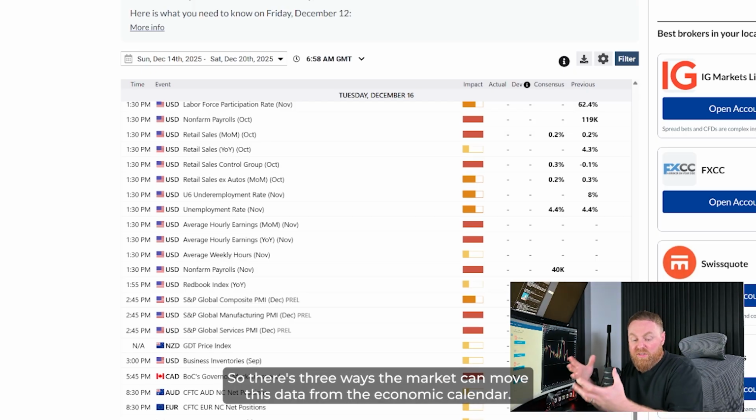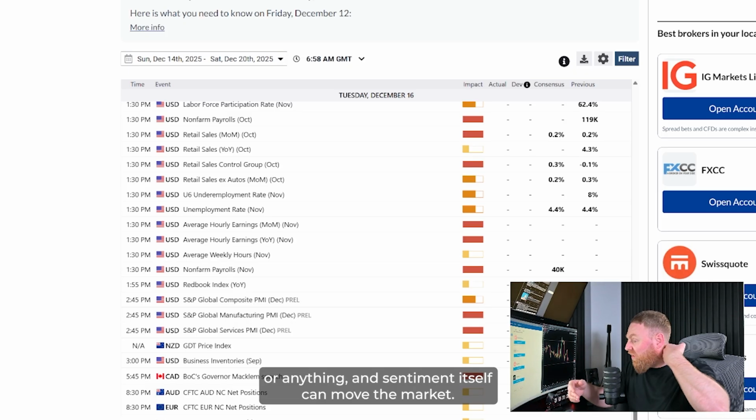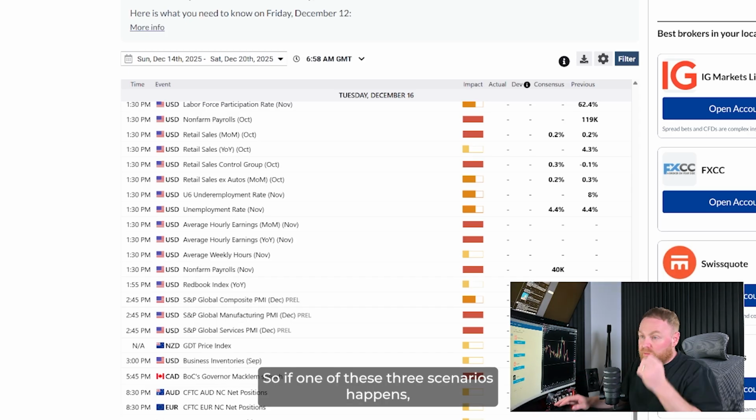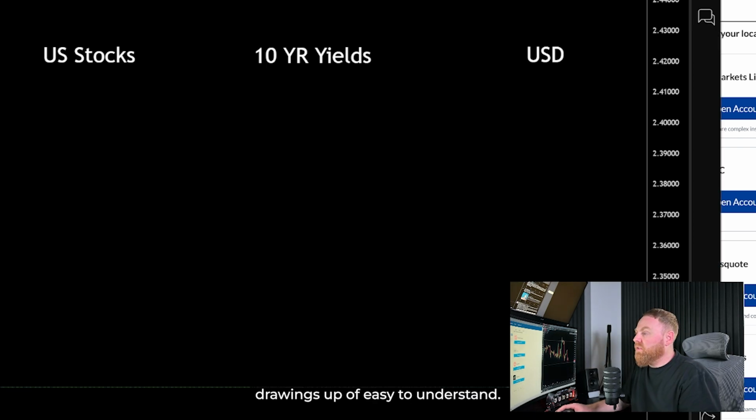So there's 3 ways that the market can move. There's data from the economic calendar. There's either a tweet or some new news or conflict or anything, and sentiment itself can move the market. So if one of these 3 scenarios happens, let's get some drawings up. It'll be easier to understand.